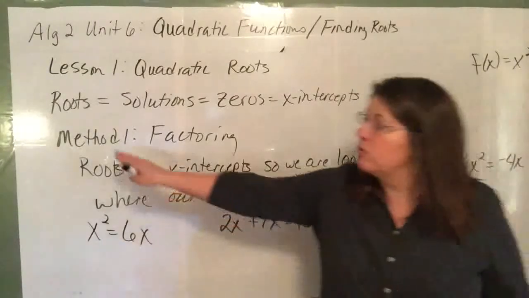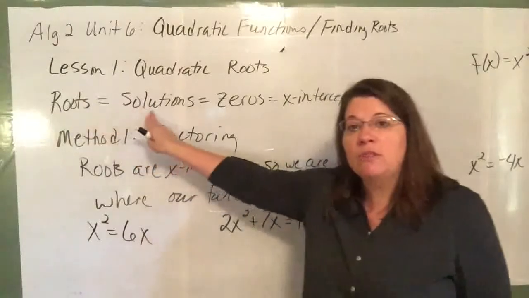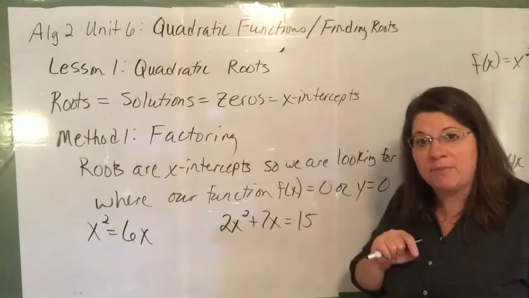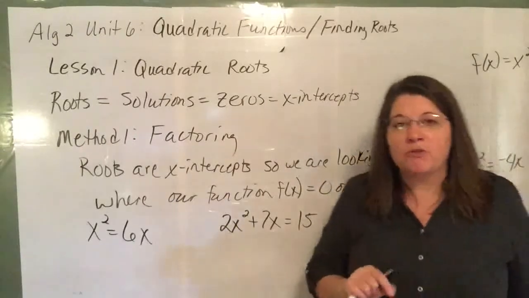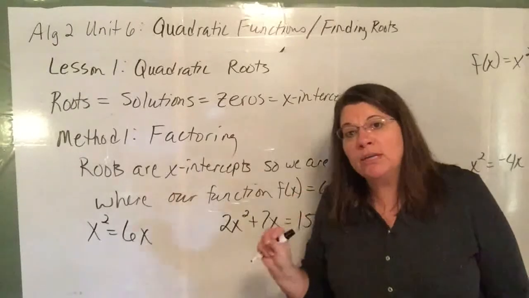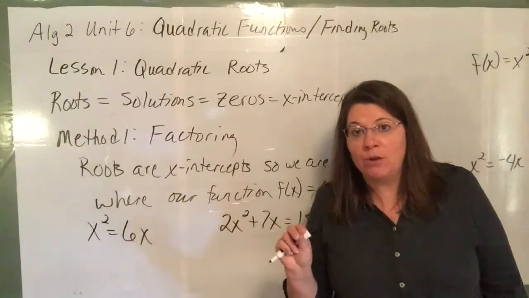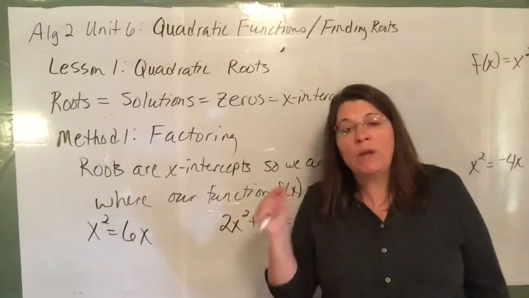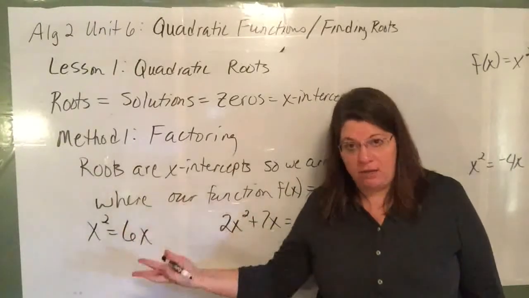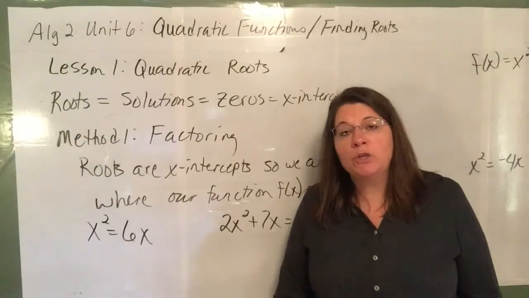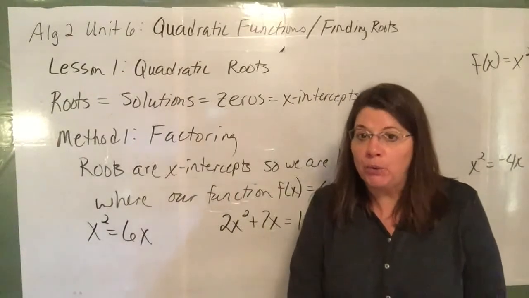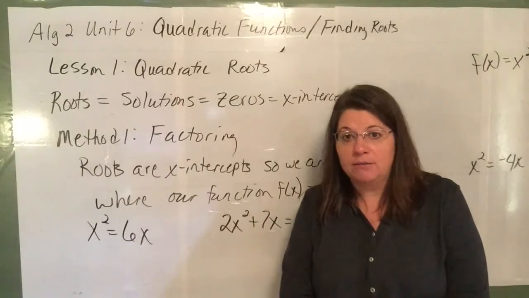Another name for roots, we can call them solutions, we can call them zeros, and we can call them x-intercepts. Now, hopefully you remember from Algebra 1, if something is an x-intercept, the y-coordinate of that intercept is 0. So when we have a quadratic equation, like f of x equals the quadratic, we will replace the y, or the f of x, with 0 and solve by factoring.